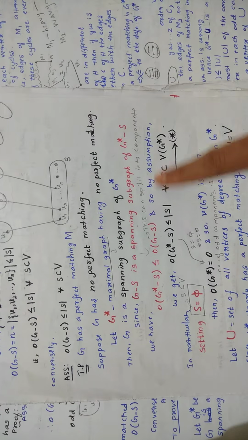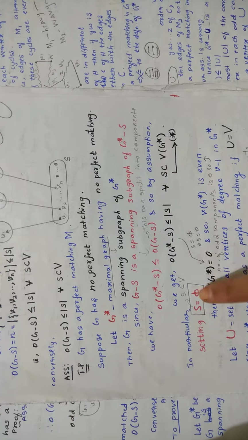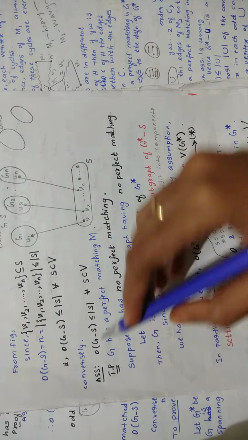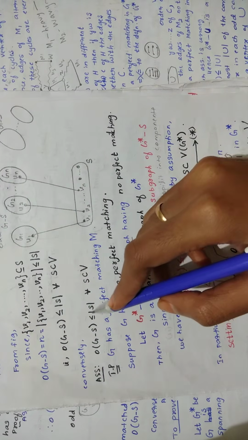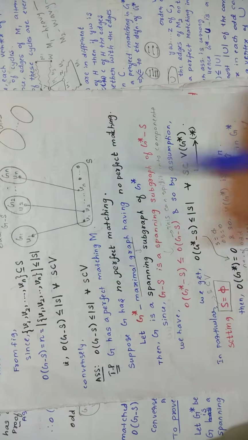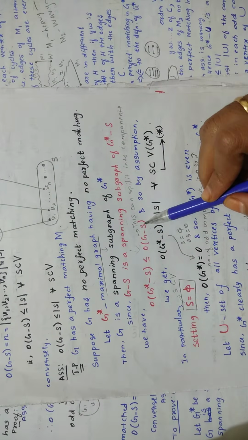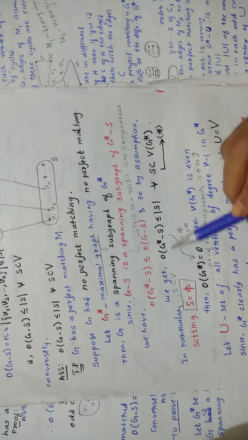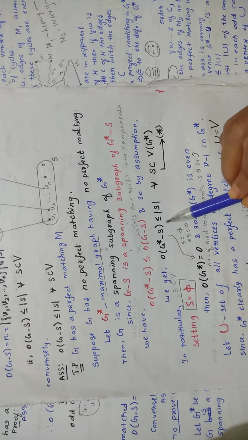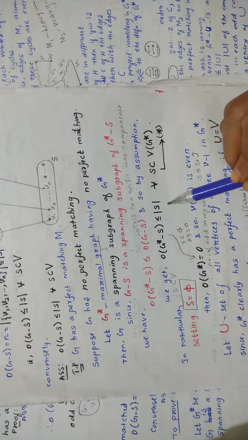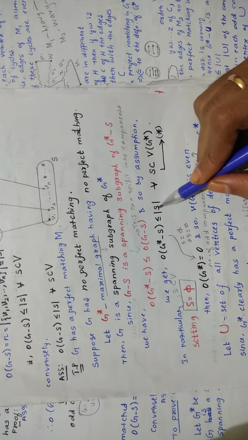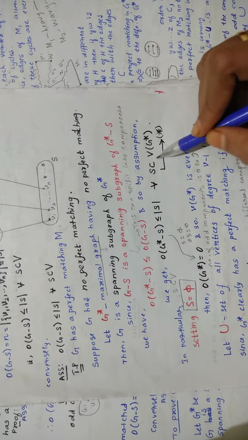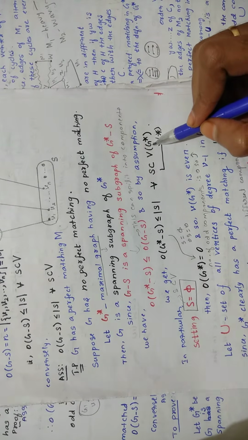By assumption, what we have is the number of odd components of G minus S is less than or equal to modulus of S, right? So in the place of the number of odd components of G minus S, you are substituting that, so that in the next line you get the number of odd components of G star minus S is less than or equal to modulus of S, for all S belonging to the vertices of G star.